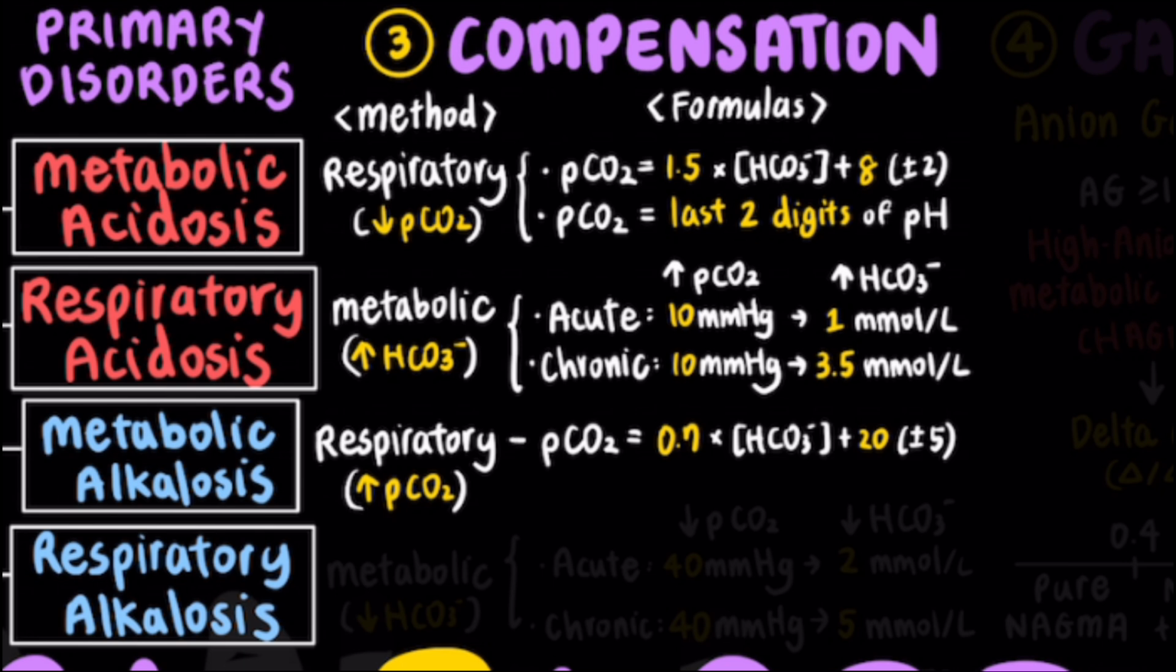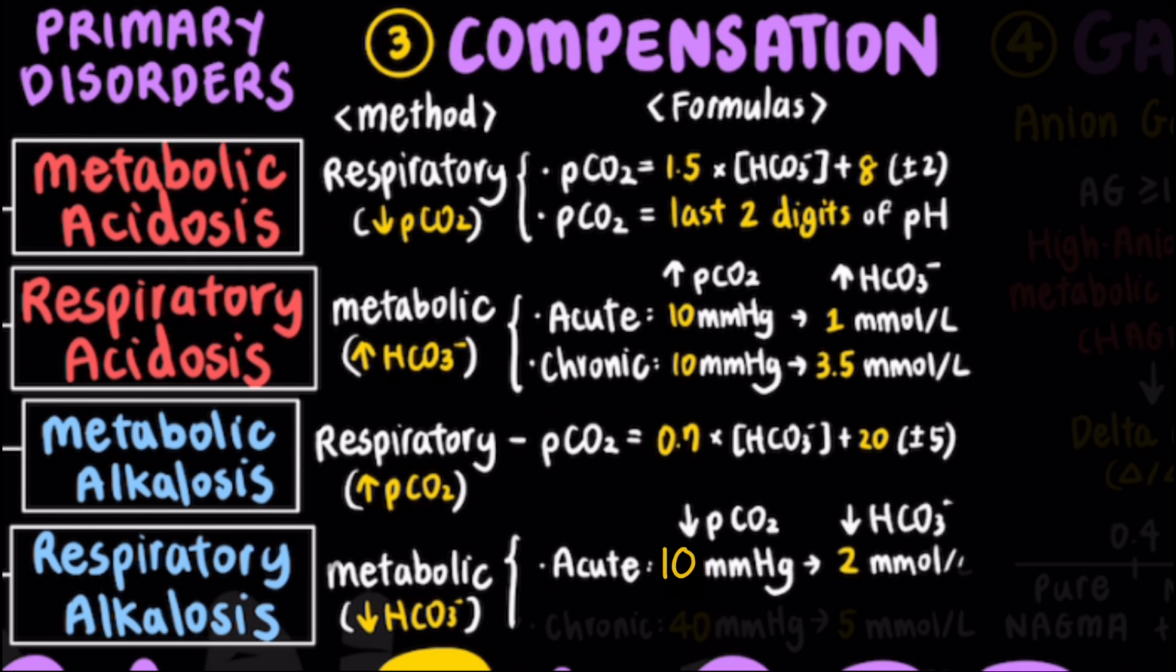In acute respiratory alkalosis, bicarbonate drops by about 2 for every 10 millimeters of mercury decrease in PCO2. Whereas in chronic respiratory alkalosis, bicarbonate drops even more, about 5 for every 10 millimeters of mercury decrease. If the compensation is within expected range, it's a simple disorder. But if the compensation is more or less than expected, it may be a mixed acid-base disorder.